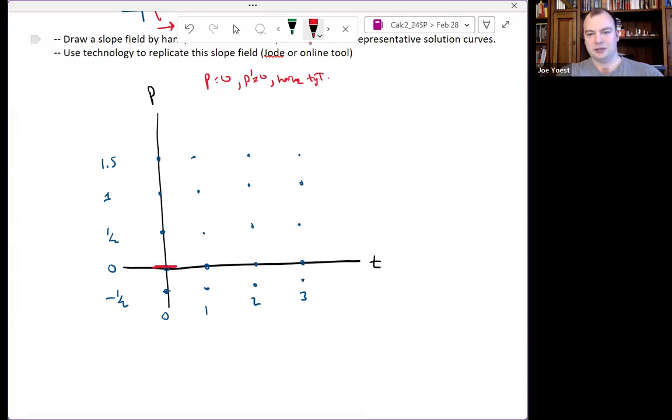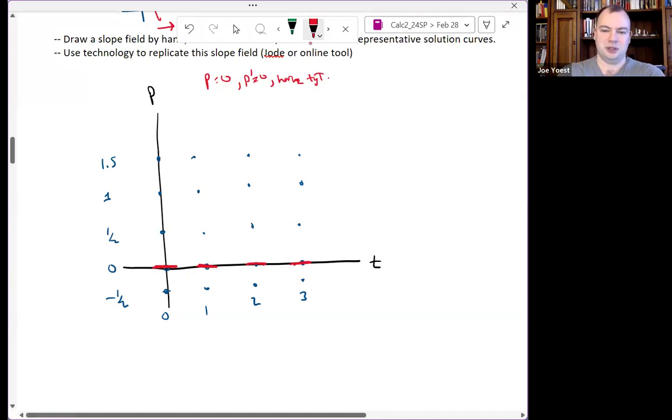I'm just going to draw a little horizontal line segment. When p equals 0, I have a horizontal tangent. I'm just going to draw little line segments representing the tangent lines at those points. That's going to be the same regardless of what t is. Here we're really leveraging that lack of explicit dependence on t.